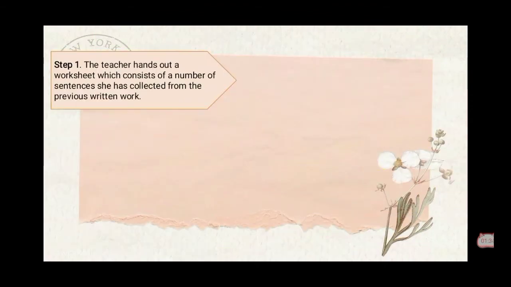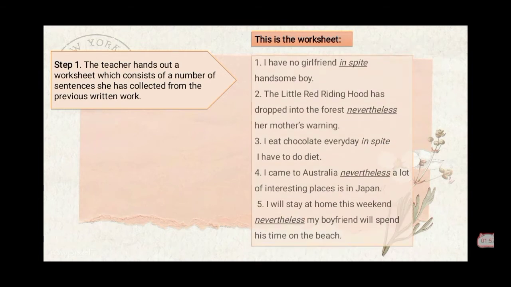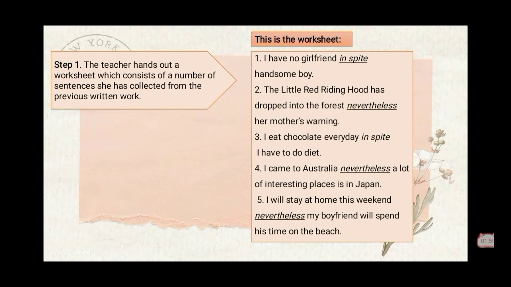So the first step, the teacher hands out a worksheet which consists of a number of sentences she has collected from the previous written work. This is the example of the worksheet. So we have here the 5 sentences wherein we could locate or determine the error, the sentences which are grammatically wrong.